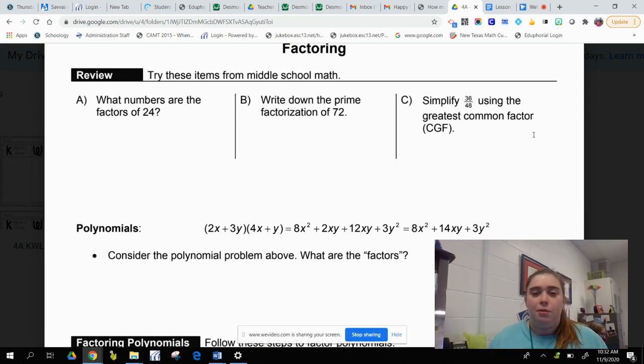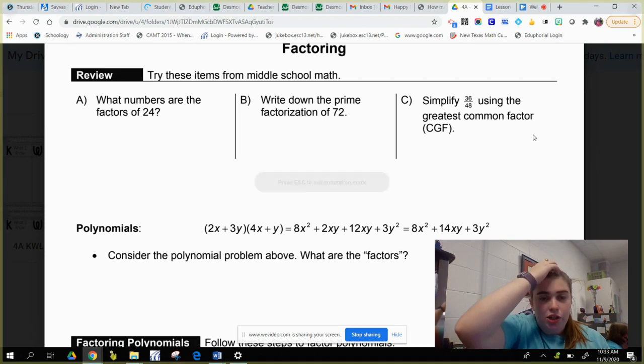Okay, and then we're going to start with this factoring worksheet. So I think it's attached as a PDF on your Schoology. And we're going to start with looking at A, B, and C at the top right here. So go ahead and pause this video and try to do A, B, and C on your own. So A just wants all the factors of 24. B wants the prime factorization of 72. And C wants you to find the greatest common factor within that fraction 36 over 48. So try those 3 on your own and then come back to play this video when you're done.